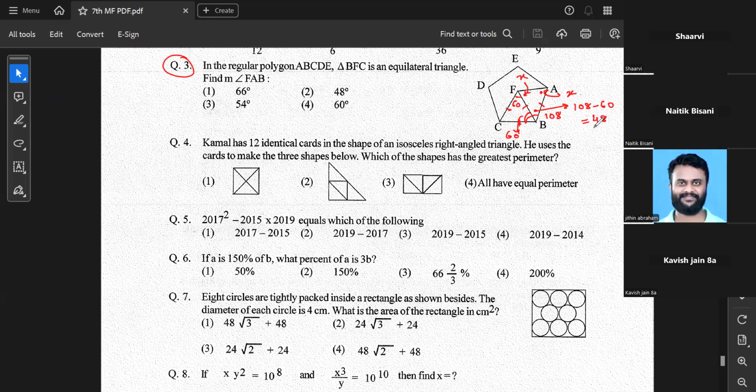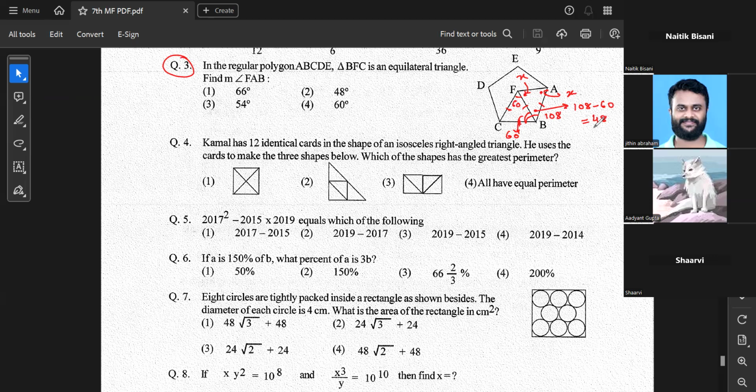Sharvi, what's your doubt? I raised my hand by mistake. Okay. Naitik, what's your doubt? Sir, is the answer 66? I'll tell you, Naitik.